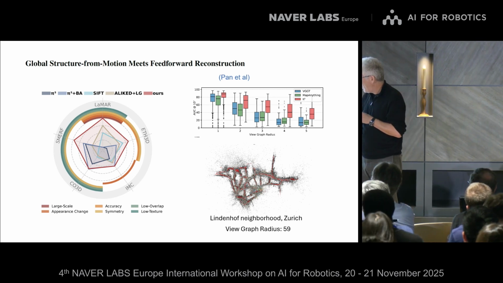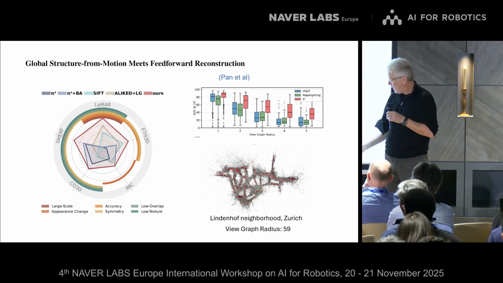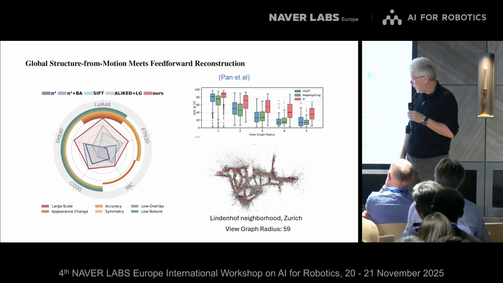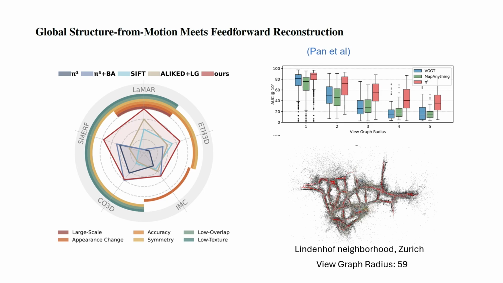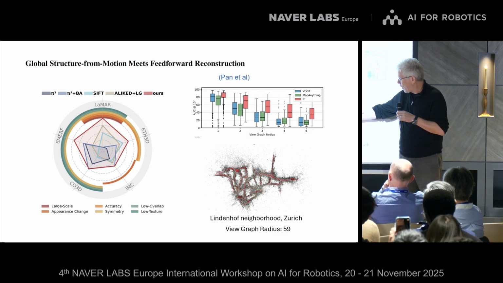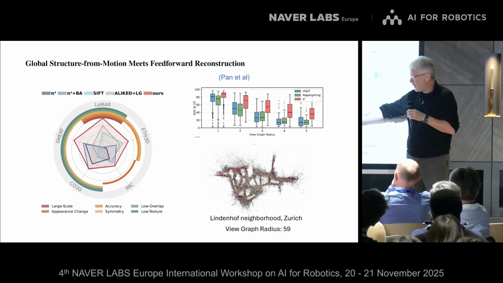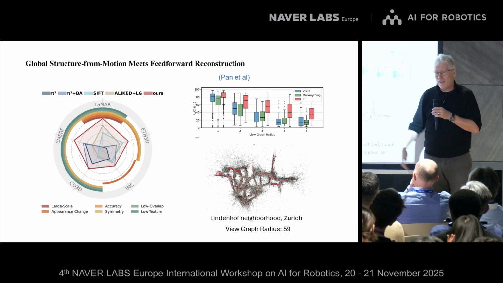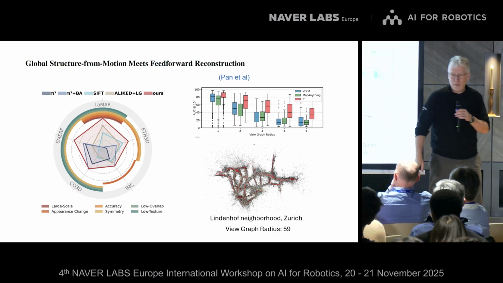As an example, take this Lindenhof neighborhood that we solve very nicely with GLOMAP and related classical structure-from-motion methods. It is challenging, but it does work. It has a radius of 59. That means you have to hop 59 steps from the best central location, 59 steps of co-visibility, to reach the edges of this reconstruction.